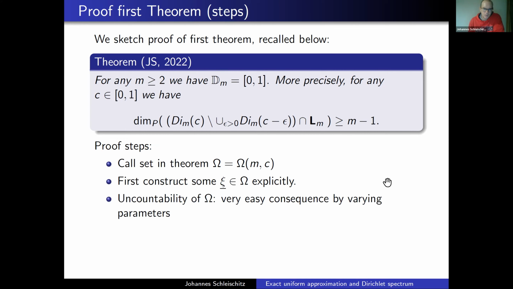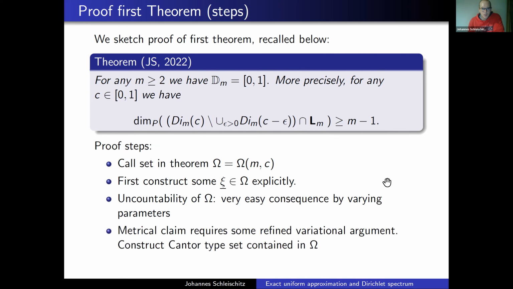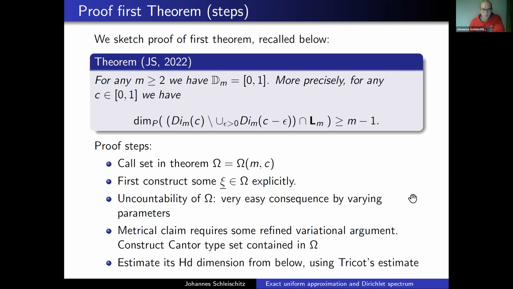This is standard. But the metrical claims also use some kind of variational argument, which is not that straightforward maybe. More precisely, we construct some kind of Cantor type set again, which is contained in this set, and then we need to finally estimate the dimension of this Cantor set. And I use some result of Tricot from the 80s for that, because I have packing dimension here, right? So this turned out to be useful.